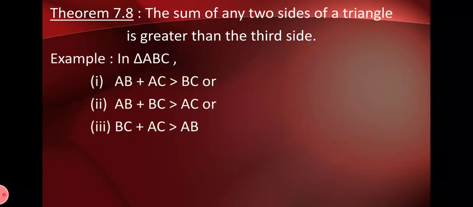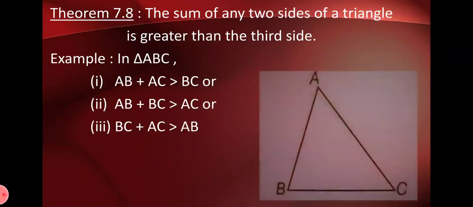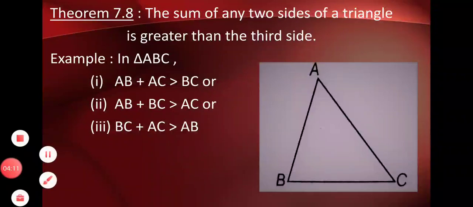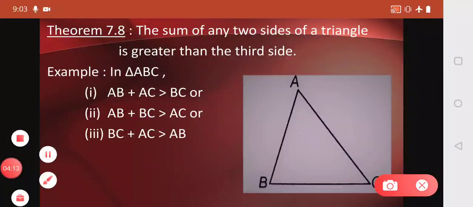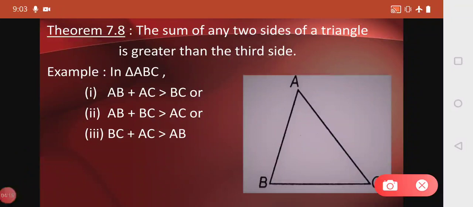For example, in triangle ABC, AB plus BC will always be greater than AC, or AB plus AC will always be greater than BC, or BC plus AC will be greater than AB. Means if these conditions are followed, then only the triangle is possible. Such type of questions we have done in grade 7.